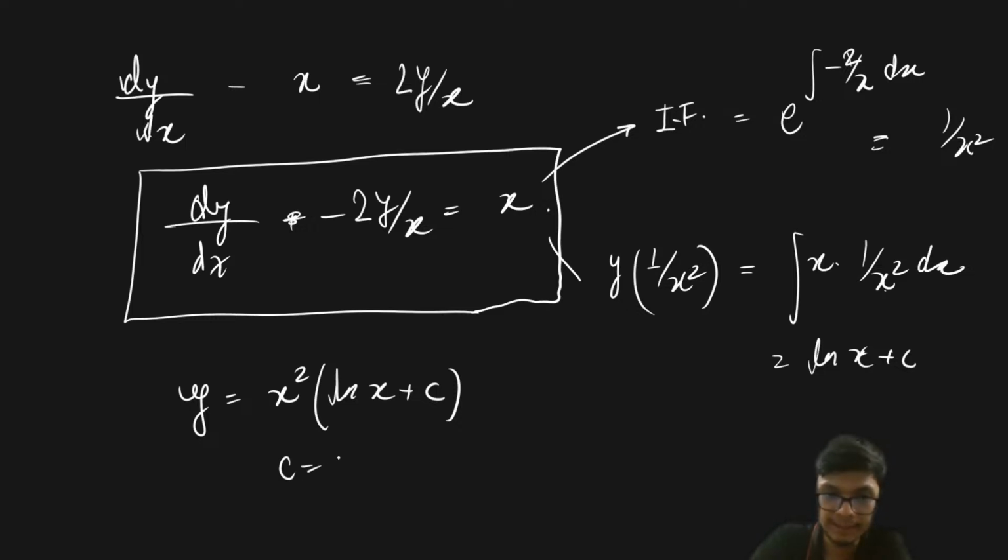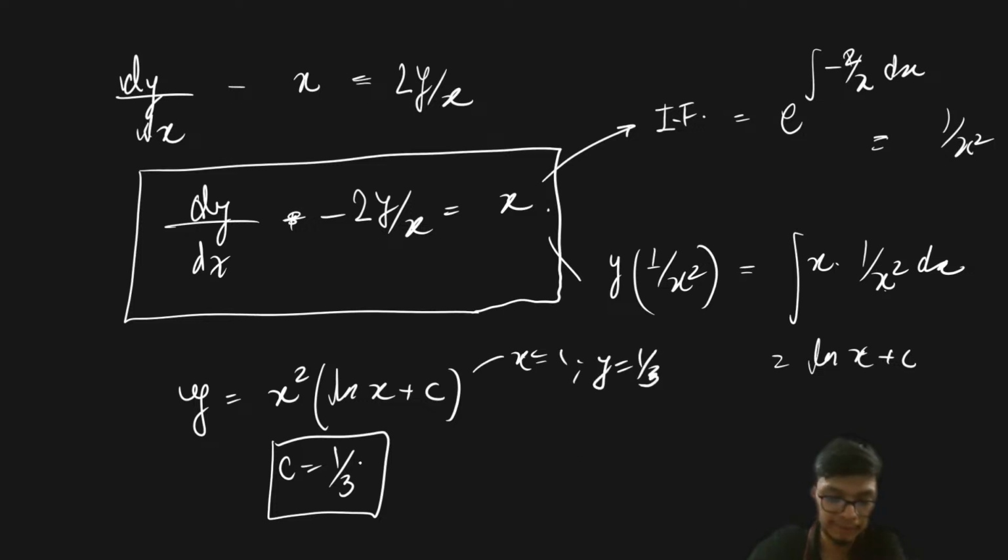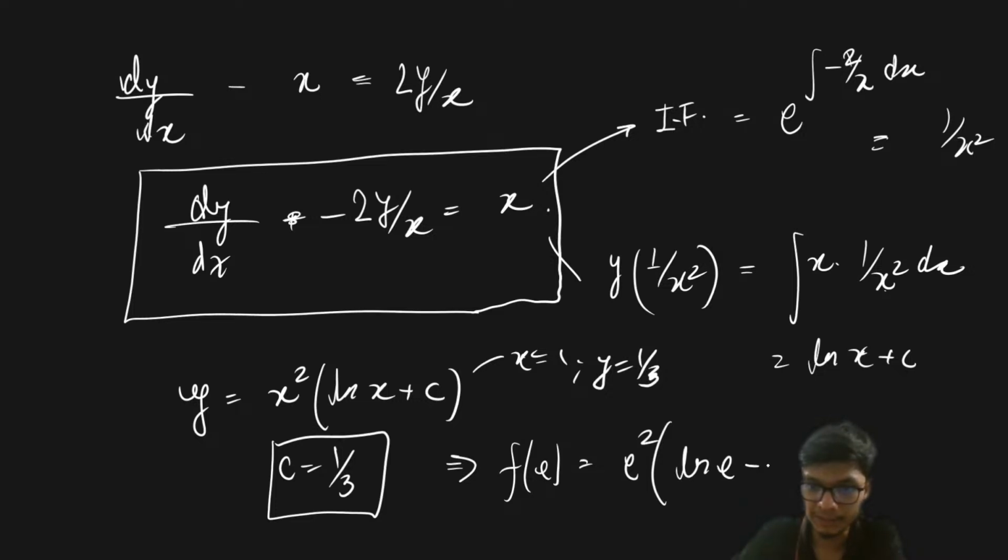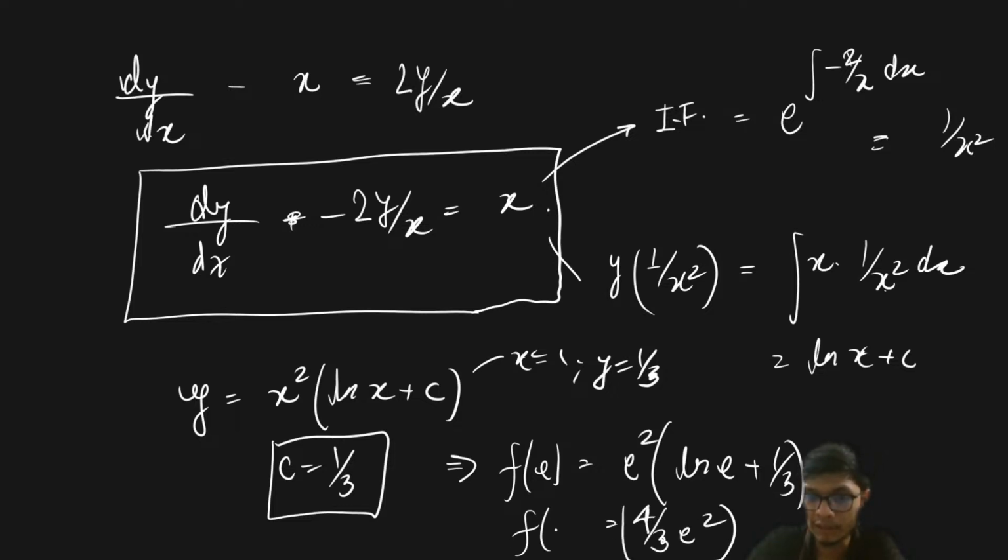Now from this, if I put x equals to 1, y is equal to 1 upon 3, and from there I will get the value of c coming out as 1 upon 3, right? So c will come out as 1 upon 3, and from this I'll be able to find the value at x equals to e. That is going to be equal to e square into natural log of e plus 1 upon 3. Natural log of e is basically 1, so that is 1 plus 1 by 3, which is 4 by 3 into e square. So the value of the function at x equals to e is 4 by 3 e square.